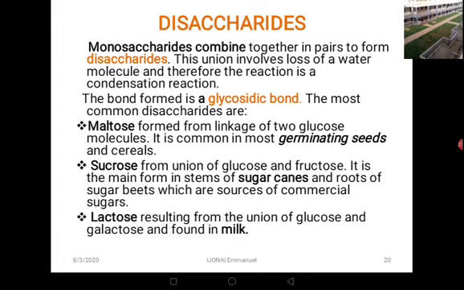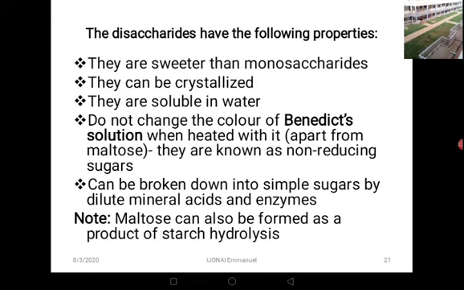And usually we find maltose in germinating seeds and in cereals. And then sucrose is formed when we combine glucose and fructose. And naturally it occurs in sugar canes. And then we have lactose, which results from the combination between glucose and galactose. And usually we find it in milk. So those are the three commonly known disaccharides: maltose, sucrose, and lactose.